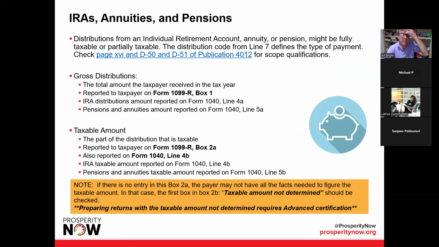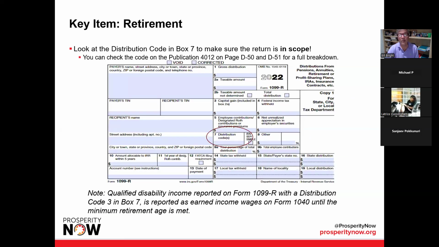Okay, again, this is just a highlight of what I went over: how the money paid out from a 1099-R from a retirement fund is presented to you. The different codes in box 7 are key here to make sure that everything that we do is in scope. Generally, the distribution codes are one of three.